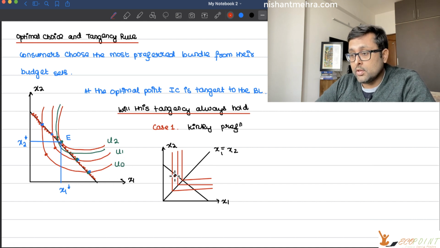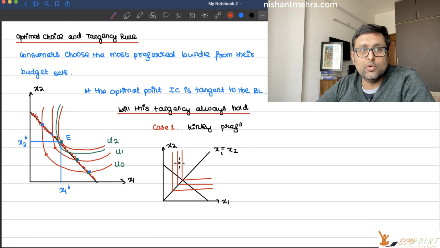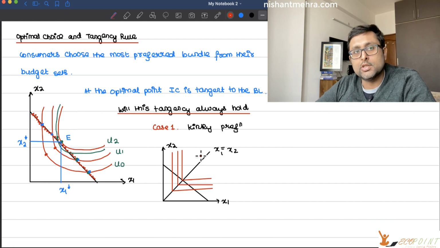There's no unique tangent at this kink point. The mathematical definition of the tangent would require that there should be a unique tangent at every point. So that's not the case here. In such a situation, this tangency condition is not holding.